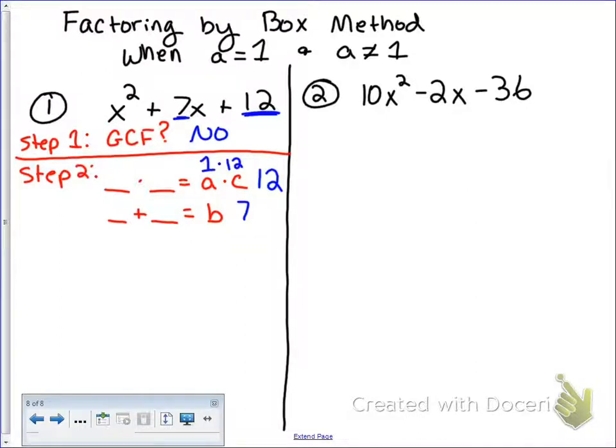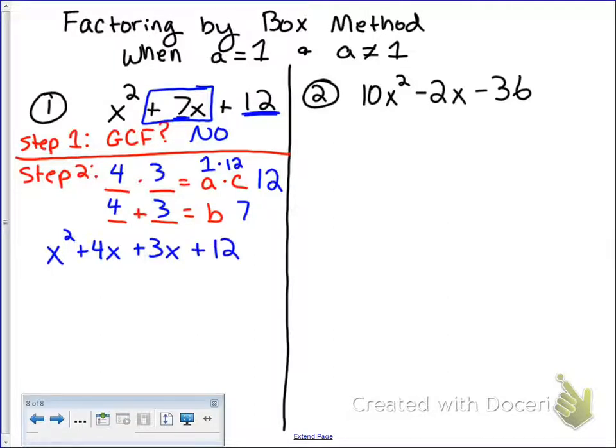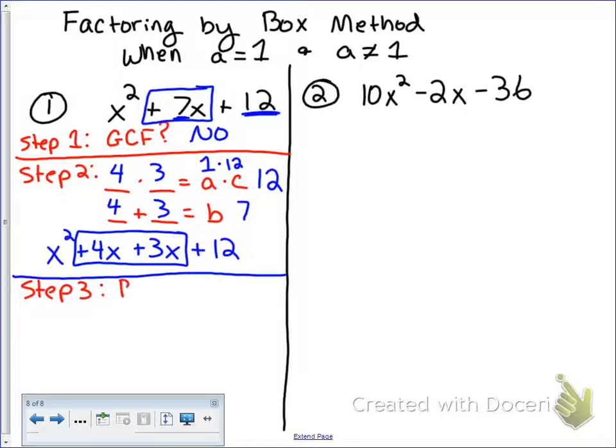Now, my two numbers have to be 4 and 3. So what I'm going to do is basically break this 7x up into plus 4x plus 3x plus 12. So I broke the 7x up into the two things that had to add to give it to us. All right, step 3 is to make our box and fill it in. So I'm going to draw my box.